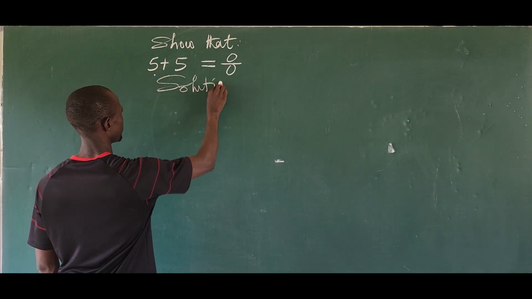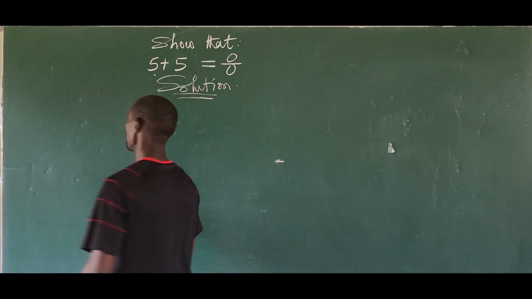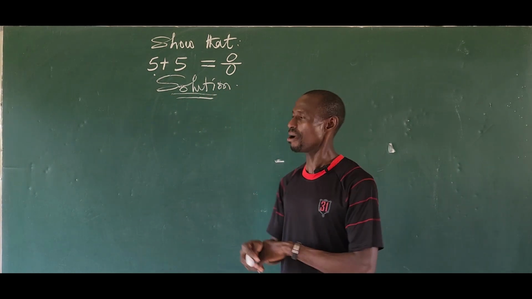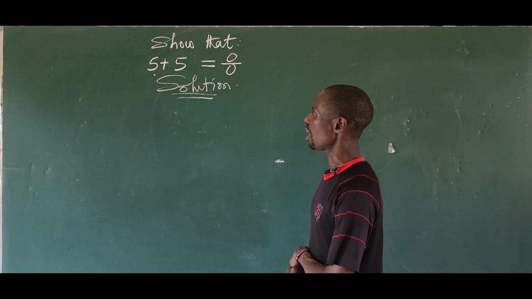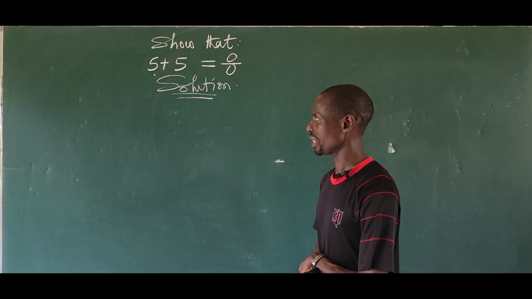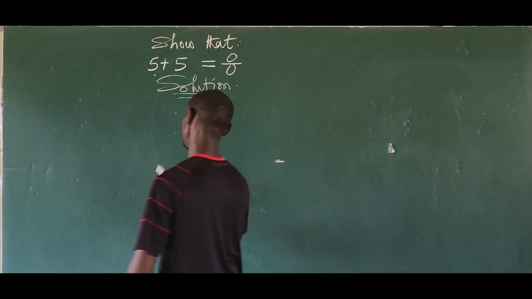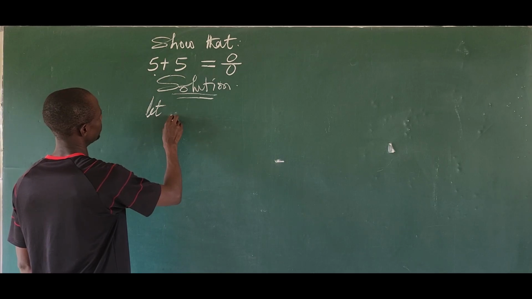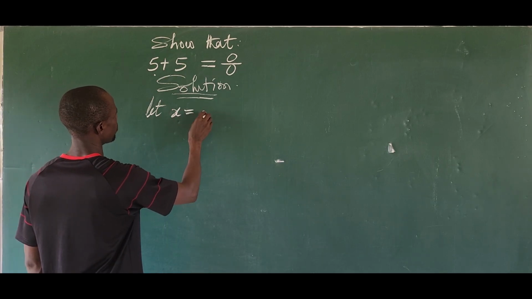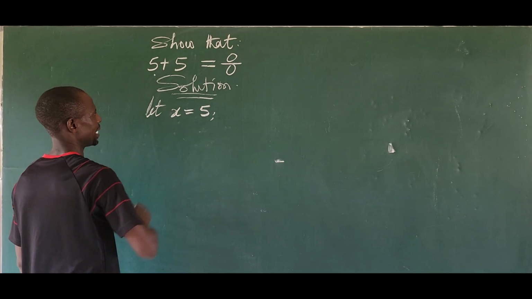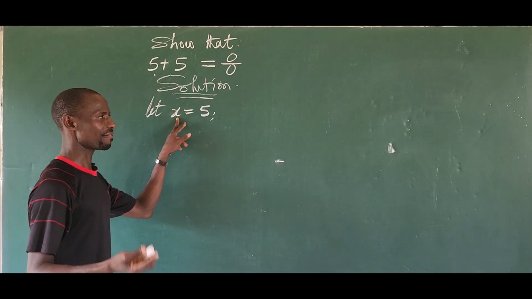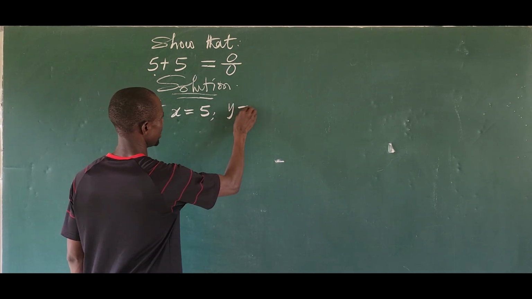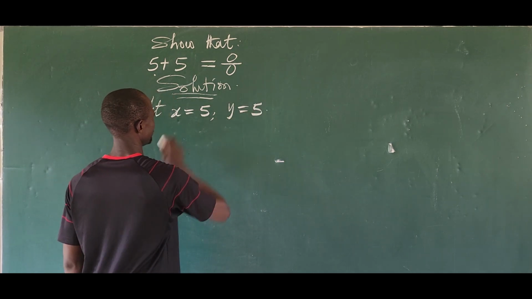First things first. For us to show that 5 plus 5 is undefined or indeterminate, we have to do some simple substitution at first. So let x be equal to 5, and again we bring in another letter to represent this second 5. Let y be equal to 5 again.